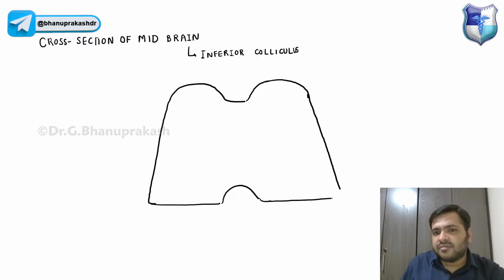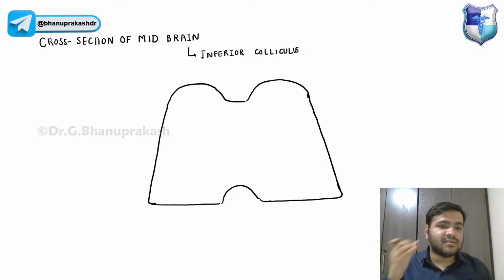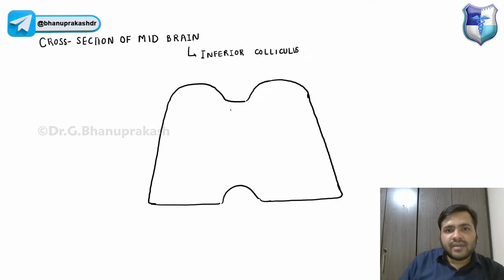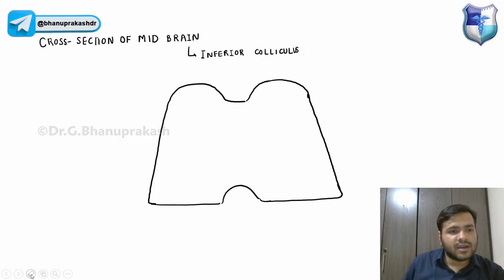I'm taking the cross section at the level of the inferior colliculus. Now, you already know, in the center, at the level of the inferior colliculus, we have this in the center. Let me draw it bigger so that all the nuclei can be present over here.